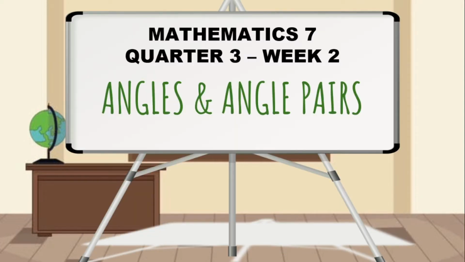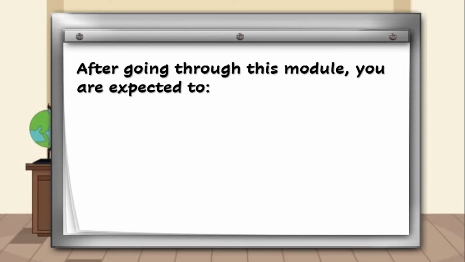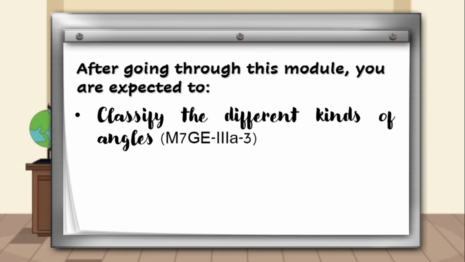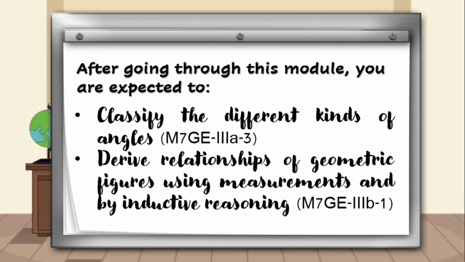Today, our lesson is all about angles and angle pairs. After going through this module, you are expected to classify the different kinds of angles and derive relationships of geometric figures using measurements and by inductive reasoning.